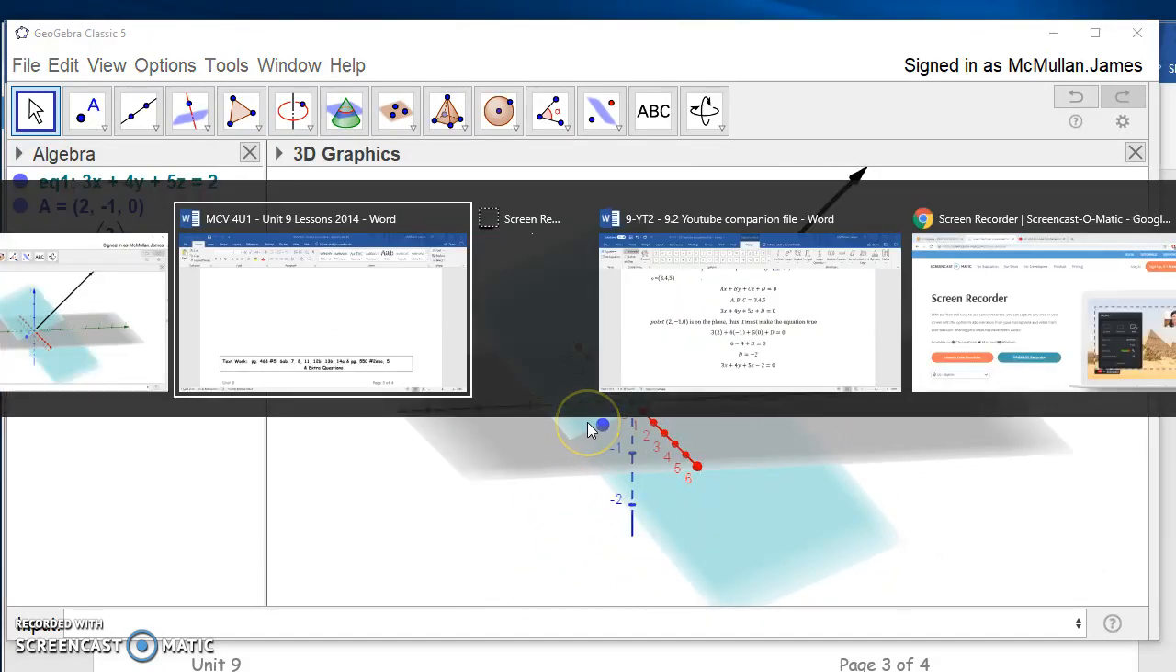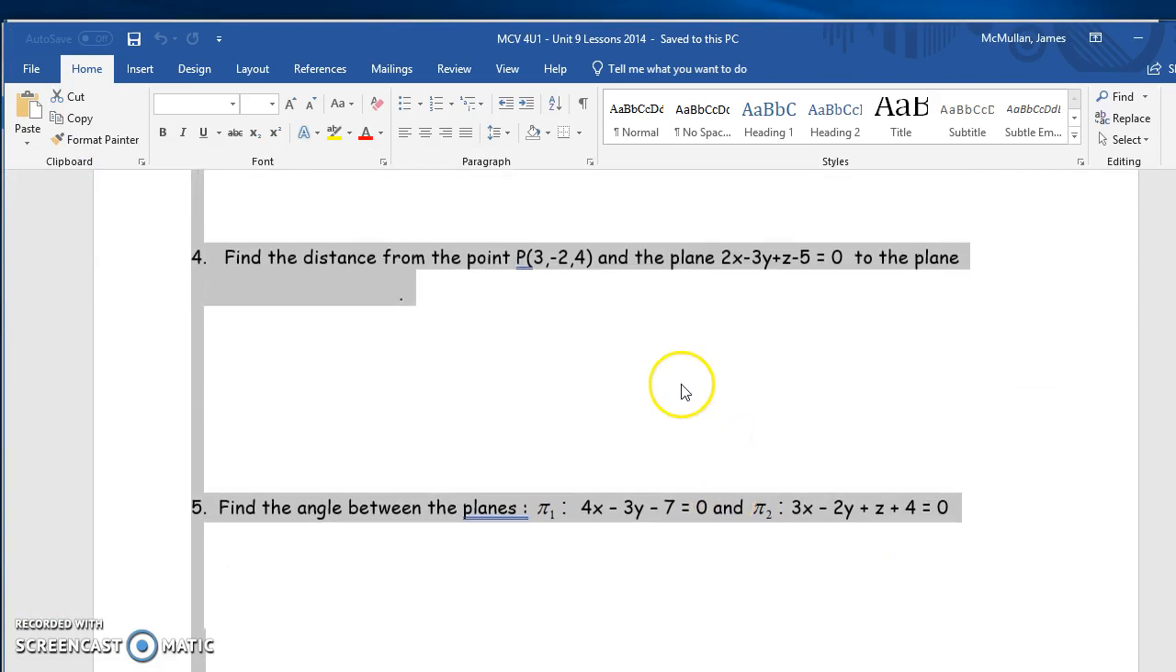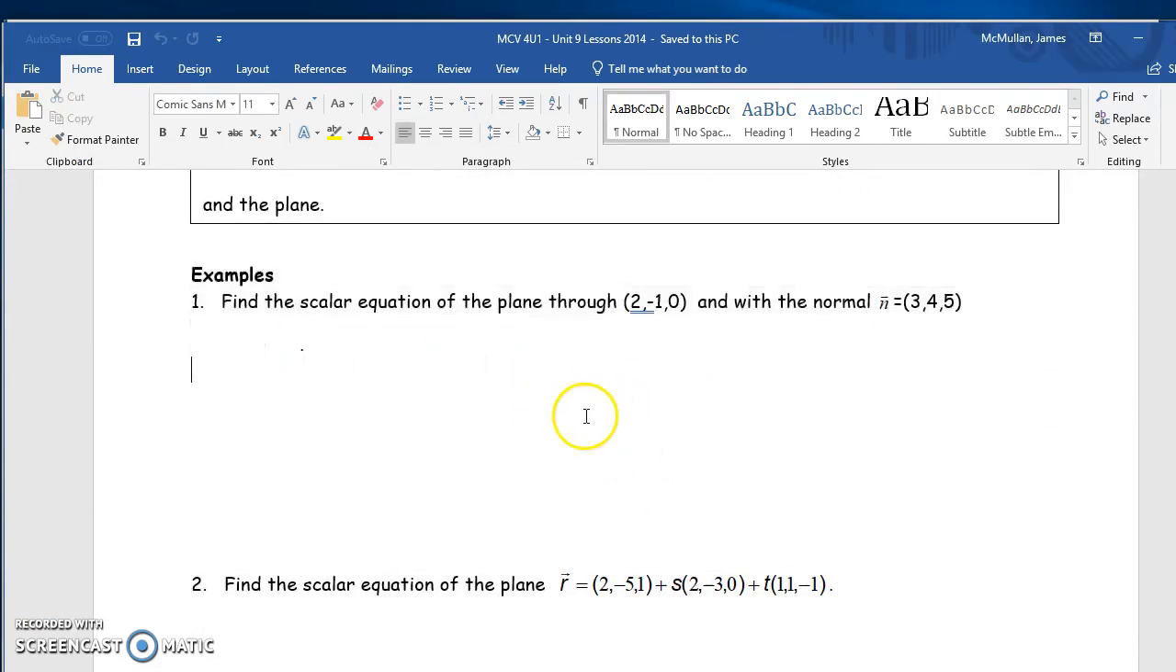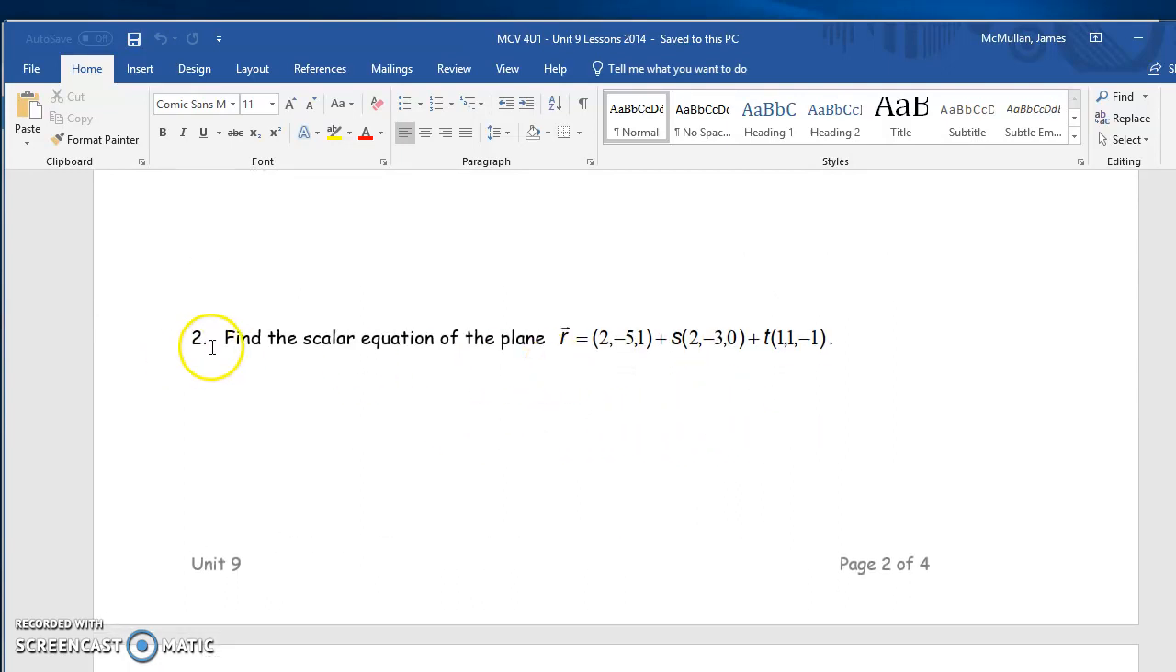So that's no problem. If you're given the normal and the point, that's dead simple. You write down what you know. It has to be ax plus by plus cz plus d equals 0. Sub in the point and you'll be able to work that out. Now, find the scalar equation of this plane.